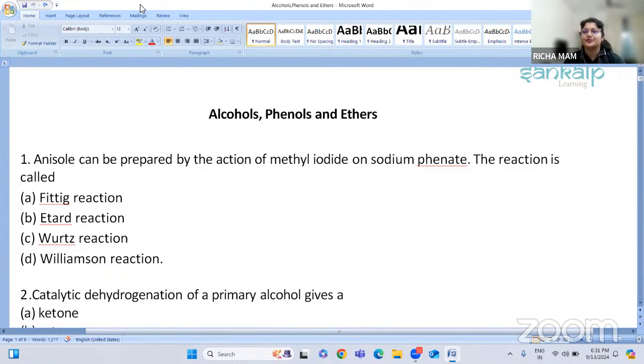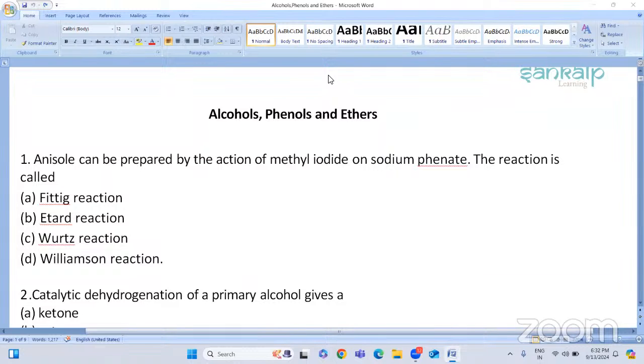Okay, so today we are going to start with the next chapter. This is a chapter from organic chemistry, that is alcohols, phenols, and ethers. Already we have discussed this in our ACE classes: what are alcohols, what are phenols, what are ethers. We have studied everything in detail, the preparation, physical properties, chemical properties.